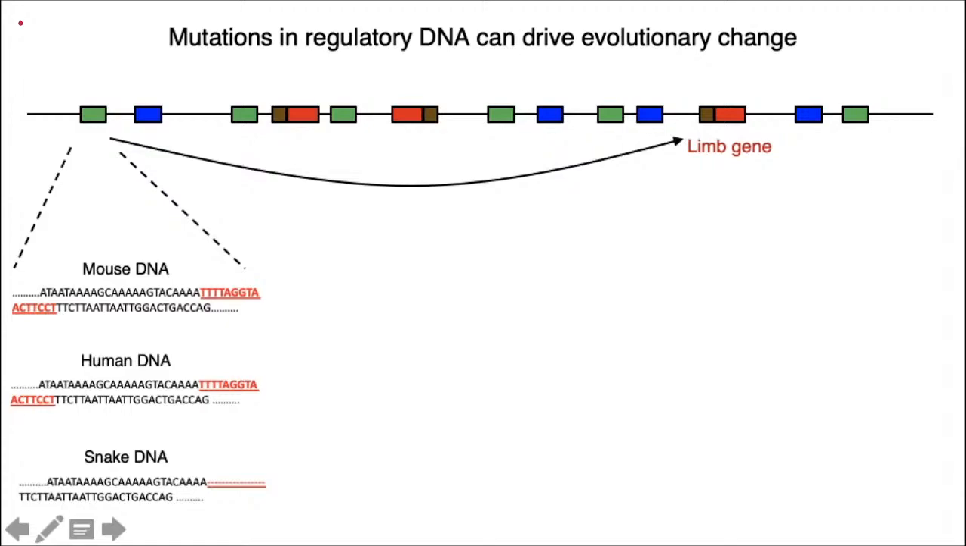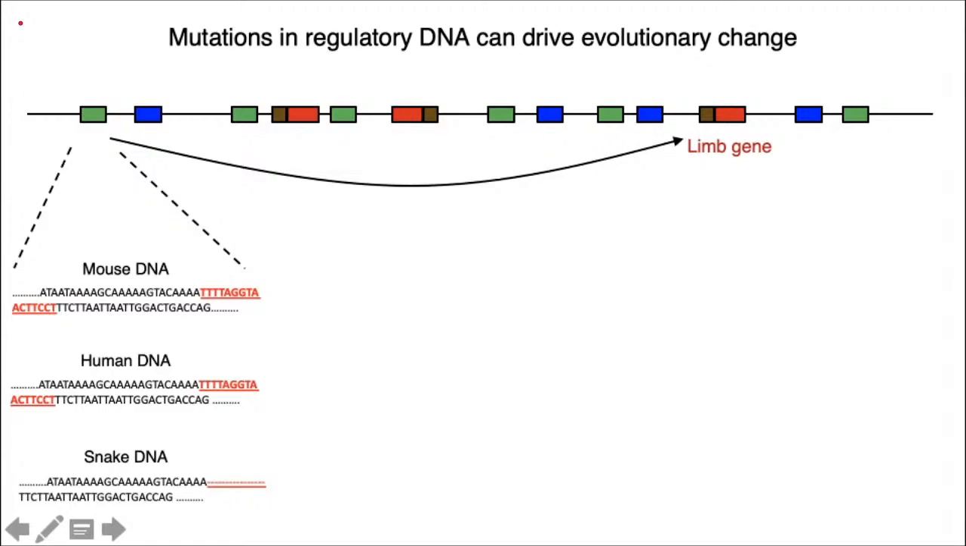So then if we take the sequence of this enhancer, we can compare it in the mouse, in the human, and in the snake. In mouse and human, both species have limbs, so their sequence is actually very, very similar. It's almost identical. And then in the snake, which is an animal that doesn't have limbs, we lose the red region that I highlighted here.